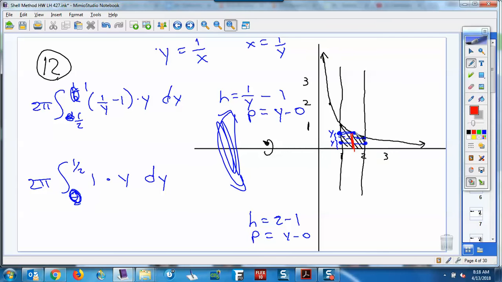Just a circle. This would just be a solid slice, and you would just do that, right? It'd be much easier. Pi radius would be 1 over x minus 0, so 1 over x squared dx from 1 to 2, right? That would be the way to do that.